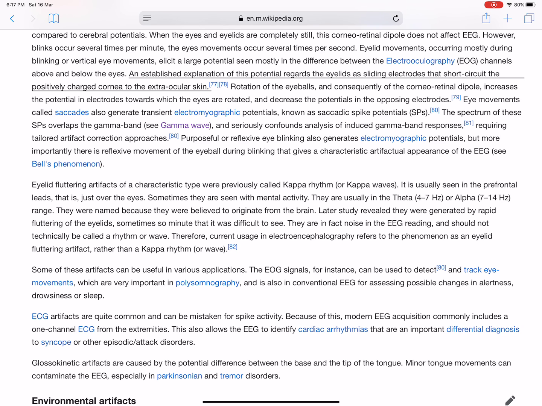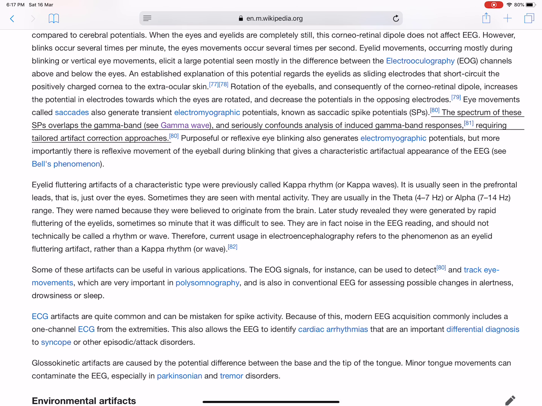Rotation of the eyeballs, and consequently of the cornea-retinal dipole, increases the potential in electrodes towards which the eyes are rotated, and decreases the potentials in the opposing electrodes. Eye movements called saccades also generate transient electromyographic potentials, known as saccadic spike potentials, SPs. The spectrum of these SPs overlaps the gamma band, see gamma wave, and seriously confounds analysis of induced gamma band responses, requiring tailored artifact correction approaches.